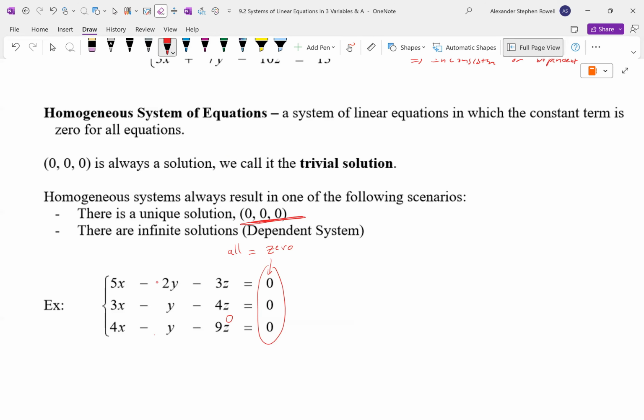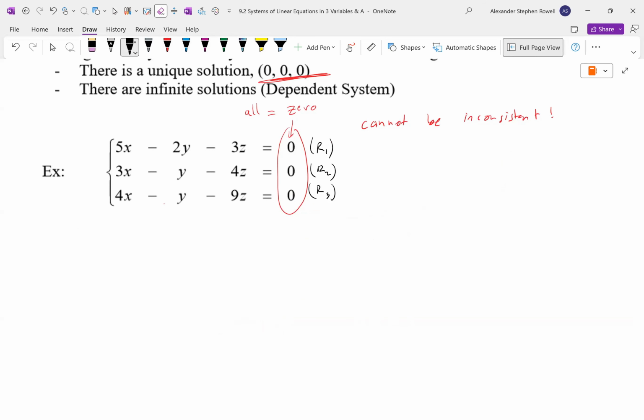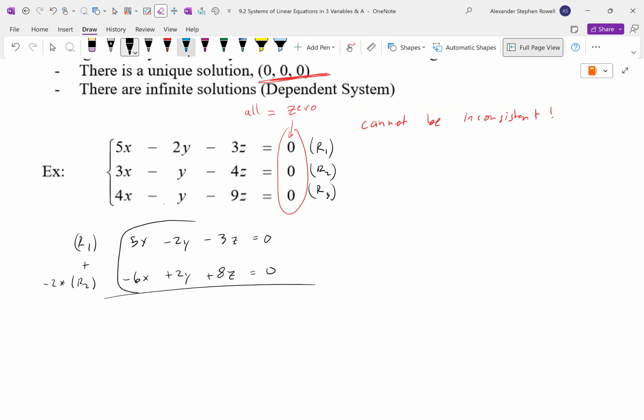It cannot be inconsistent. Which variable looks easiest to eliminate? Yeah, smallest values, y. So let's do row 1 plus -2 times row 2. 5x minus 2y minus 3z is equal to 0. -6x plus 2y plus 8z is equal to 0. Did I make any mistakes? So the y variable gets eliminated. -x plus 5z is equal to 0.